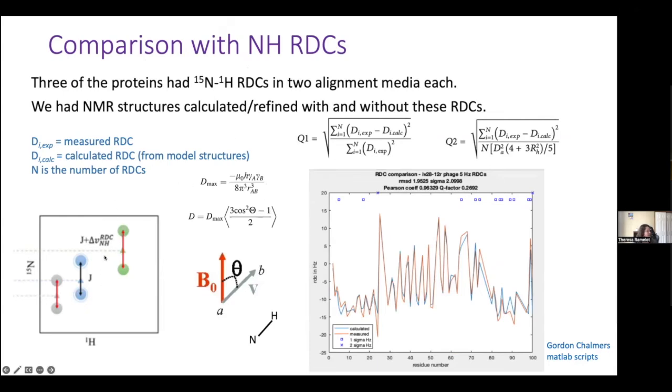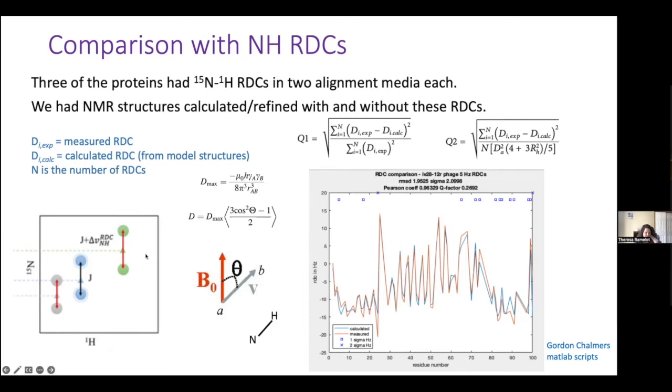He talked about how you can record a proton-nitrogen HSQC without decoupling, and you can get this proton-nitrogen J coupling. Then if you put the sample into some kind of alignment media and you get a little bit of residual alignment in the magnetic field, you get this additional term, which is the residual dipolar coupling measured. We actually didn't measure it this way.